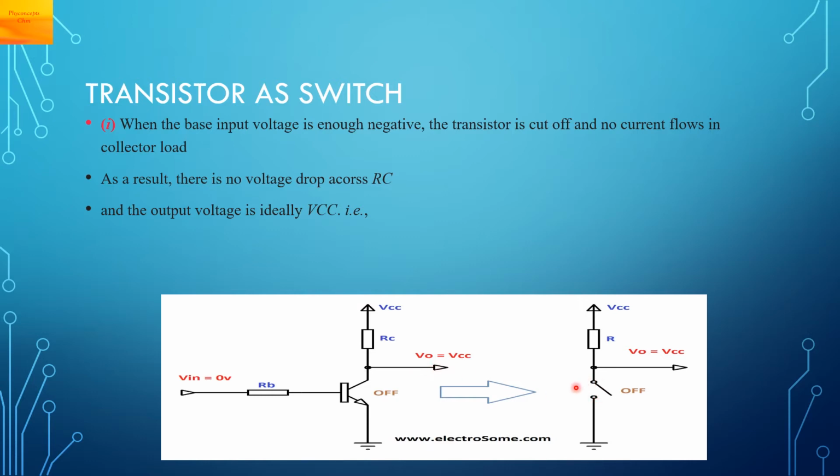This diagram shows the transistor as a switch. In this case, the switch is off. As the transistor is not working, this switch is off, and the output voltage is equal to VCC. So the transistor is shown as an open switch.